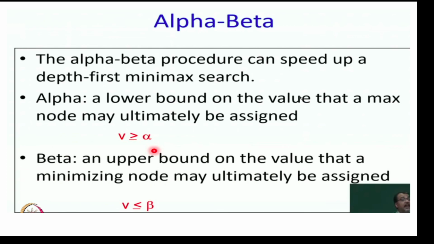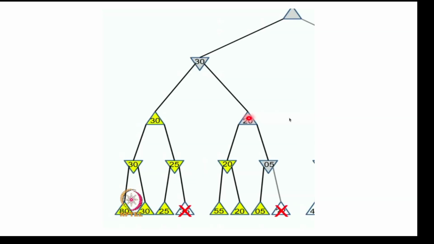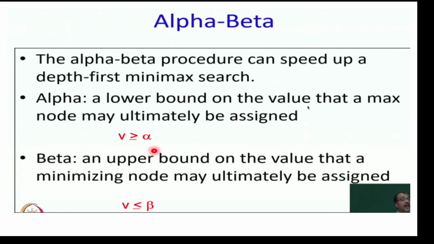The alpha beta procedure can speed up the depth first minimax search tree. Why are we calling it depth first minimax search? Because if you see this one, it's quite similar to depth first search. We are going depth first and then seeing the other branch and going upward like that. So this is why we are calling it depth first minimax search. So in order to do better computation in space, we are doing the modification in minimax. What modification? These two terms, alpha and beta, please try to understand.